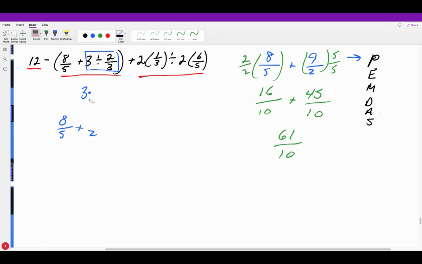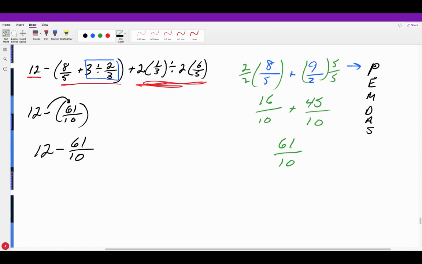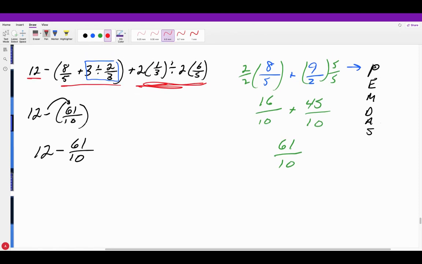So I'm just going to erase this. So we have 12 minus 61 over 10, which we know is going to change that to a negative sign. And then the last thing I need to do is this part here. So I see I have a lot going on. I have multiplying and dividing. So remember, with multiplying and dividing, we need to go left to right. So I need to do 2 times 1/3 first, which is then going to give me 2/3.